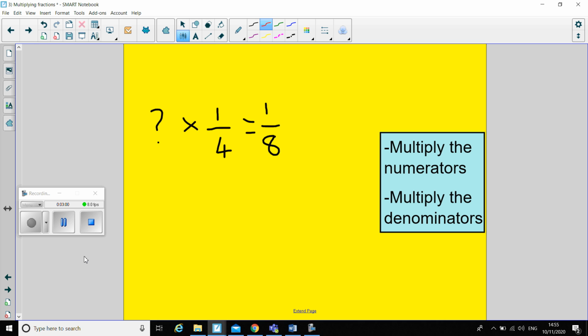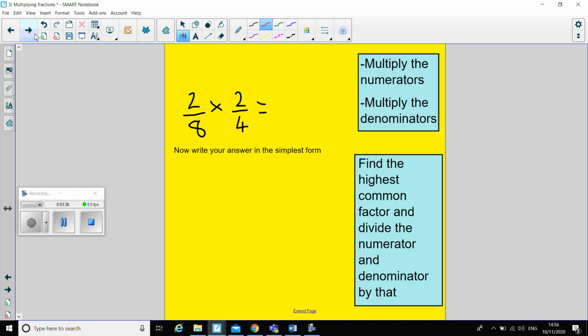Okay, another style of problem-solving question. We want to know what fraction is missing there. Something times 1/4 gives 1/8. Exactly the same idea. Pause the video and see if you can work out the answer. Okay, hopefully you did on the top something times 1 to give the answer 1 would be 1. And on the bottom something times 4 to give the answer 8 would be 2. So 1/2 times 1/4 is 1/8.